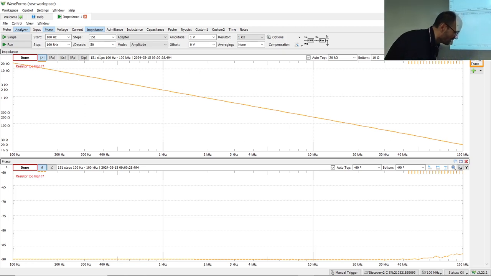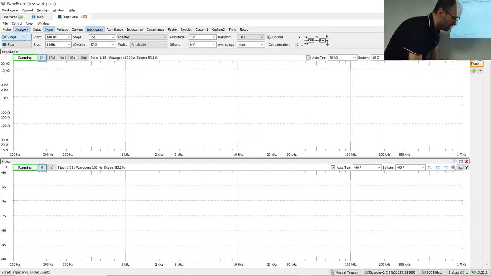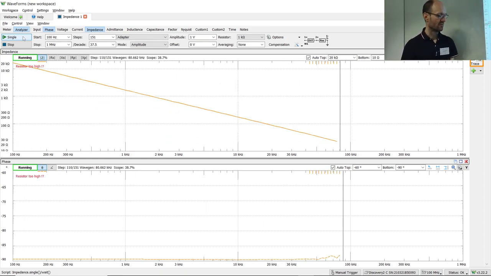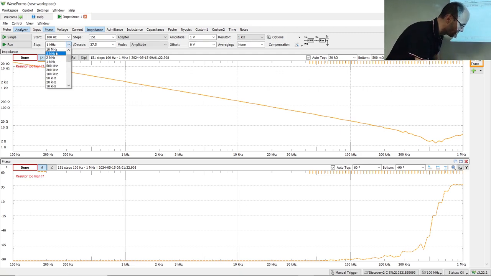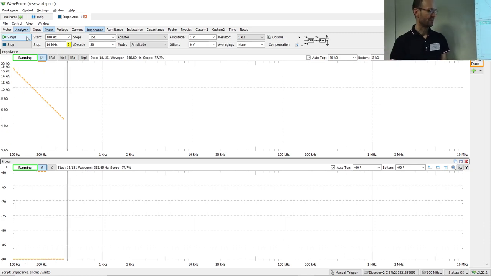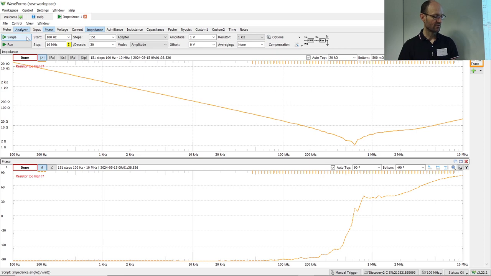Okay, so now I will do something, and I will go to higher frequencies. I will go to 1 megahertz of frequency and hit again the start button. So you can see, okay, impedance is going down, going down, going down. Oh, something interesting happening there. If I increase the frequency even more, if I go to 10 megahertz, which is somehow the maximum frequency of this measurement instrument here, and once again hit the start button, oh, impedance is going down, going down. What then? Oh, something's happening and impedance is going up.